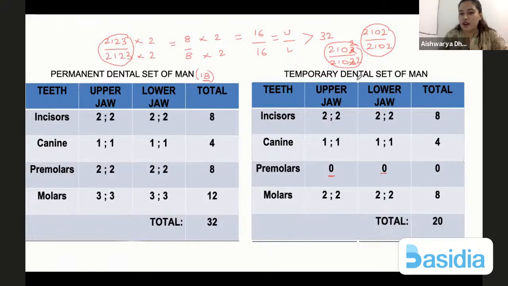So if you compare the temporary dental set of a person, let's say the age given is 10 years, or 13 years, 14 years, you will use this dental formula. Above 18, it will be this dental formula. Okay.